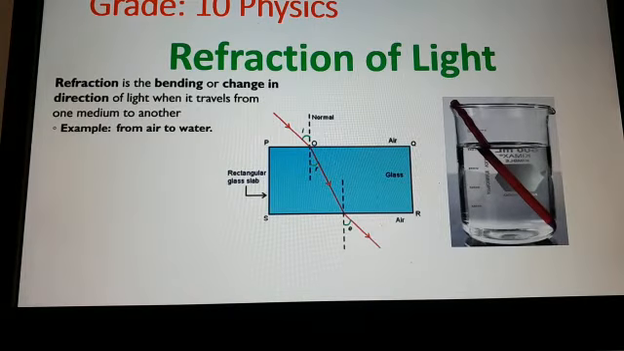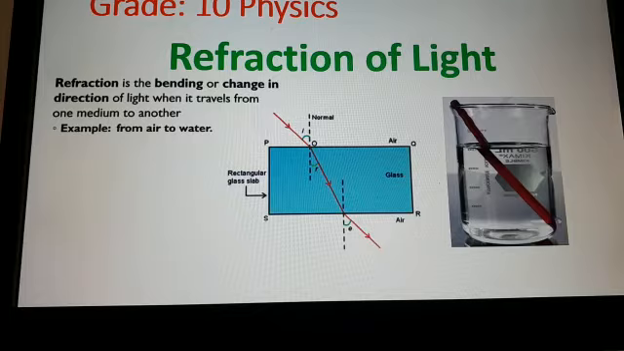This is grade 10 physics, topic: refraction of light. The last two videos I explained general wave properties and reflection. Now this video explains refraction of light. You know what refraction is? Refraction is the bending or changing of direction of light when it travels from one medium to another.